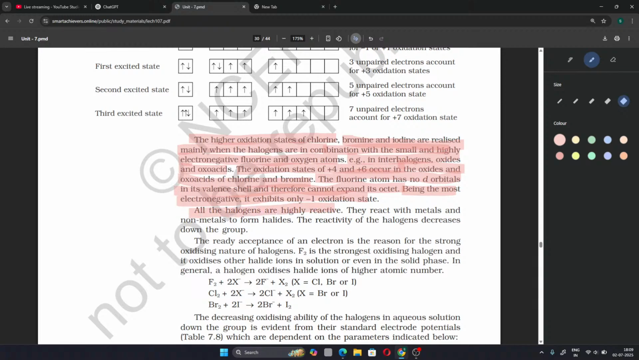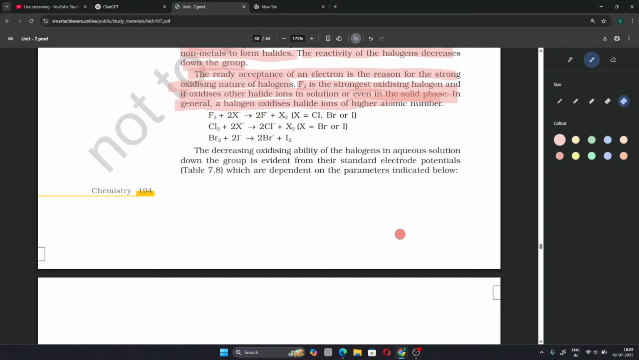All the halogens are highly reactive. They react with metals and non-metals to form halides. The reactivity of halogens decreases as we go down the group. The ready acceptance of an electron is the reason for the strong oxidizing nature of halogens. F2 is the strongest oxidizing halogen and it oxidizes other halide ions in solution or even in the solid phase. In general, a halogen oxidizes halide ions of higher atomic number. Fluorine can oxidize chlorine, bromine and iodine, chlorine can oxidize bromine and iodine, and bromine can oxidize iodine.